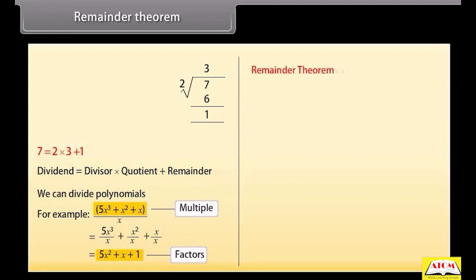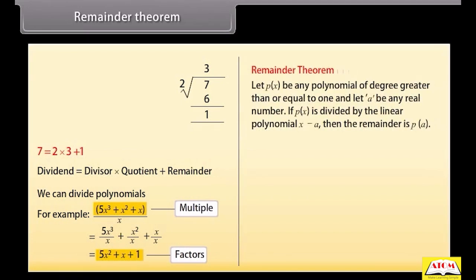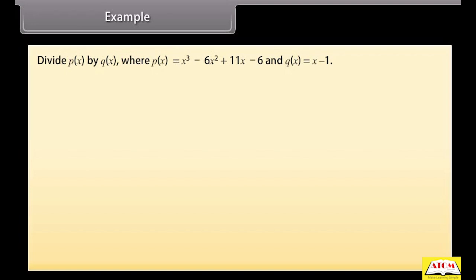Let's now see what remainder theorem says. Let p(x) be any polynomial of degree greater than or equal to 1 and let a be any real number. If p(x) is divided by the linear polynomial x minus a, then the remainder is p(a). This is known as remainder theorem. Example: divide p(x) by q(x), where p(x) is equal to x cubed minus 6x squared plus 11x minus 6 and q(x) is equal to x minus 1.